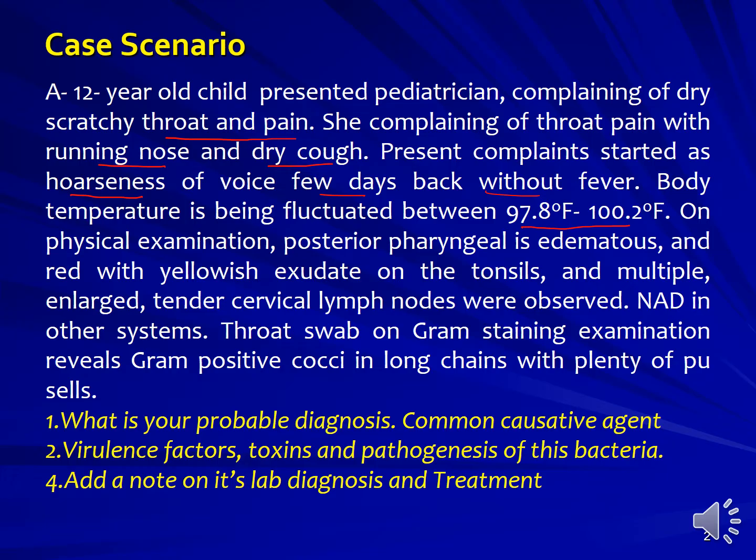On physical examination, the posterior pharyngeal wall is edematous and red with yellowish exudate on the tonsils. Multiple enlarged tender cervical lymph nodes were observed and no abnormality was detected in other systems of the body. Throat swab and gram staining examination reveals gram-positive cocci in long chains with plenty of pus cells.